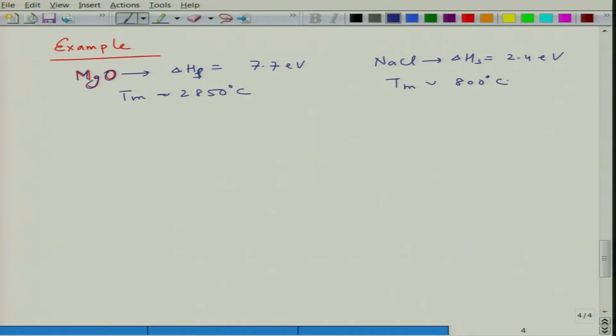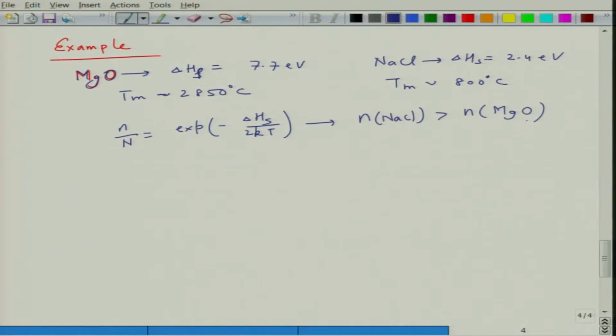Okay. Now, we saw that n by N is equal to exponential of minus delta H, in this case we can write delta Hs divided by 2kT. So, at any given temperature above 0 Kelvin, the defect concentration in NaCl will be larger than the defect concentration in MgO. Because of its lower melting point and lower defect formation energy, NaCl will have more defects.